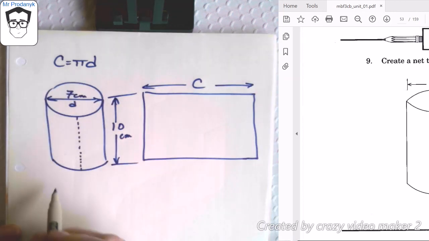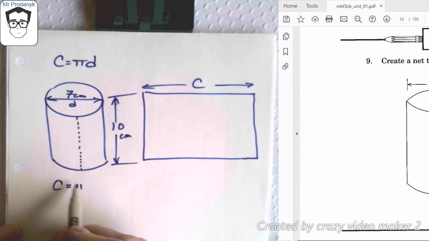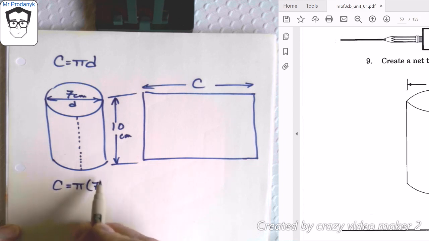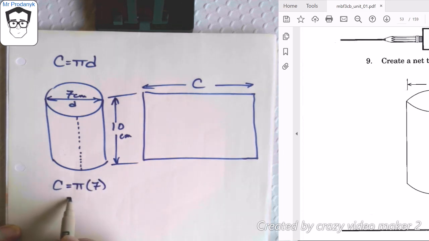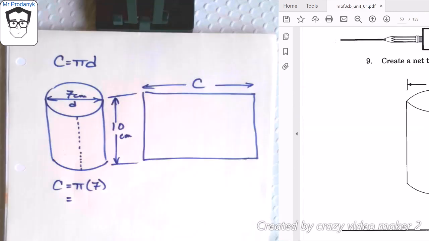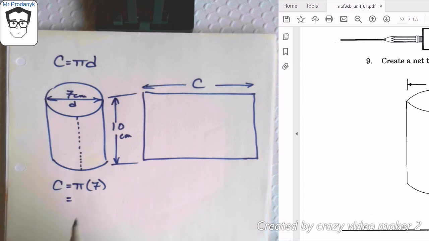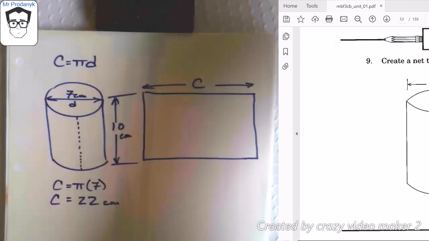from this formula. C equals pi times the D value, which in this case is 7. So you take your calculator and you type in 7 times pi, if you have a pi button, or 3.14, and this comes out to basically 21.99. But if we just round that off, it's essentially 22 centimeters.